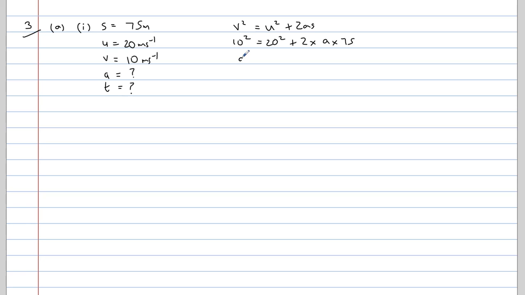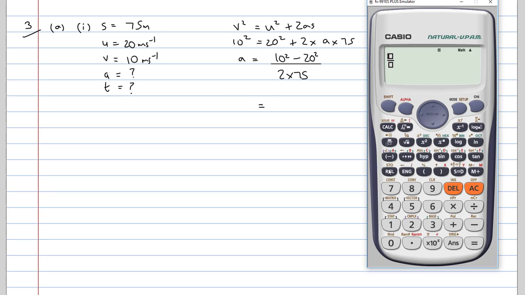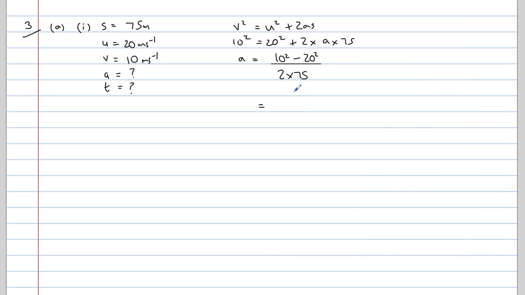So if we rearrange this to get A on its own, we'll need to subtract 20 squared. And then we'd need to divide through by 2 times 75. And that gives us A is minus 2, which makes sense for it to be negative because it's decelerating.